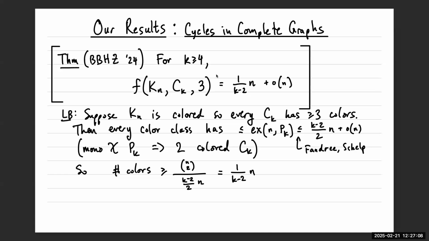But on the other hand, well, okay. So if every color class has at most that many edges, then I can get a lower bound on the number of color classes, which is the number of colors, right? So n choose 2 is the total number of edges in K_n, and I'm splitting them into some number of color classes, each of which has at most (k minus 2) over 2 times n many edges. And so I get this lower bound that the number of color classes must be at least 1 over (k minus 2) times n, which is the bound we proved there, right? Okay, so that's the lower bound, that you need at least this many color classes, just by some argument about what each color class must look like.